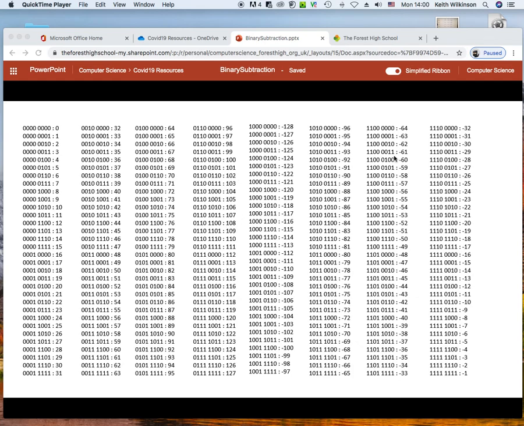I'm going to use this table now to do our subtraction. We need to reference it because we're now using 8 bits. It was nice and easy when it was 3 bits. There were only 8 values. When it went to 4 bits, there were 16 values. But now I'm at 8 bits, there are 256 values. As you can see, it's getting a little bit too large to have a table.